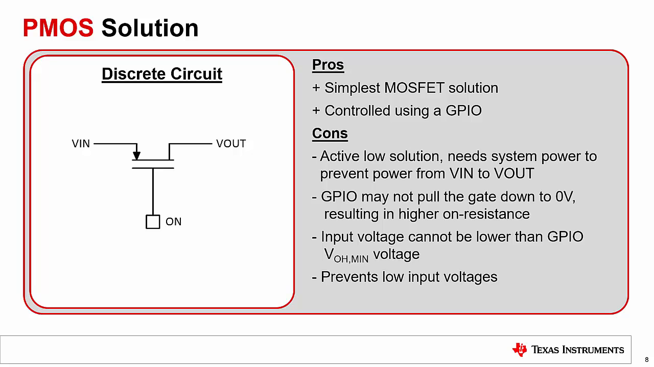Another disadvantage in this solution is GPIO variation. For the best performance of this solution, the MOSFET should have a very low on resistance, or resistance from VIN to Vout when the switch is turned on. This results in the lowest voltage drop from VIN to Vout with a given load current. To minimize on resistance, the voltage difference between the source and the gate of the PMOS must be high. Therefore, the best performance for the solution is when the gate is pulled to 0 volts.